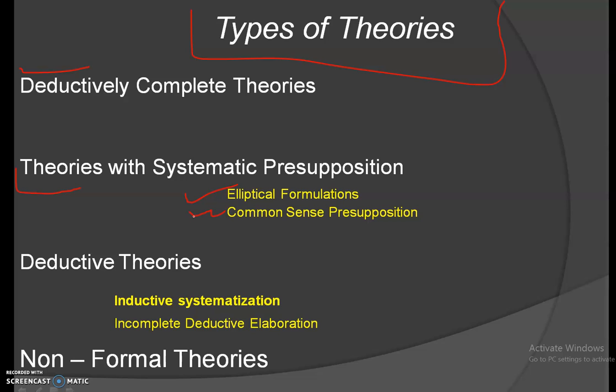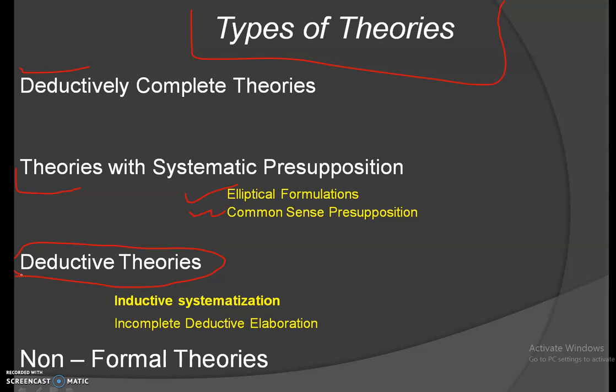So elliptical formulation means theories which are deduced completely but the proof is not given. And the second thing, common sense presuppositions, in which the deductive part of the theory is missing because it is technically difficult to deduce and prove. So then the third part is deductive theories.